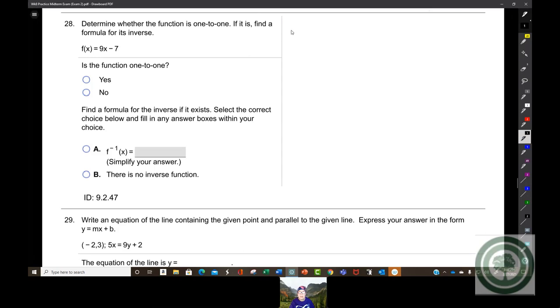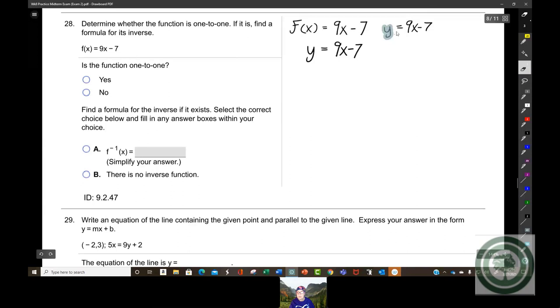Okay, so here's our function. f of x equals 9x minus 7. All that is a straight line. This is really y equals 9x minus 7. And that actually is the next step in finding the inverse. You have to rewrite this as y equals 9x minus 7. So I'll erase it here. Now, there's this little trick you do. And I do remember talking about this.